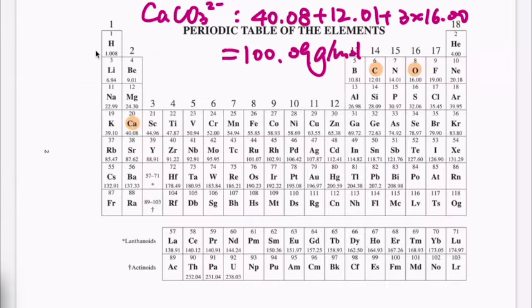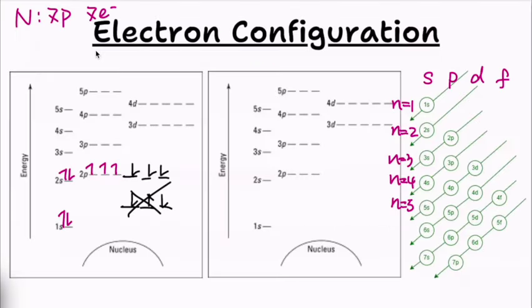Next, here's another example. Let's try to draw the electron configuration of magnesium. Magnesium has the atomic number of 12, which means it has 12 protons and 12 electrons.